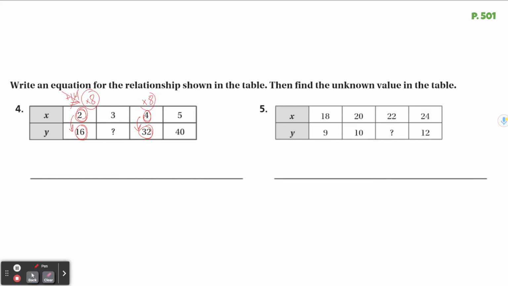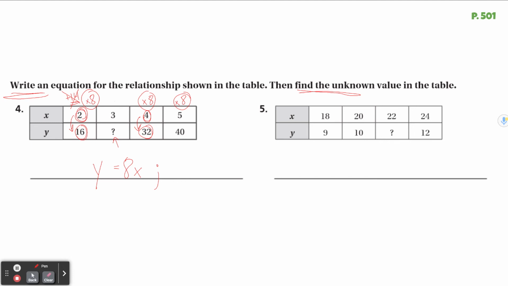So times 8, and then 5 to 40 is again times 8. So we're taking this x value and we're timesing it by 8, and that gives us this bottom number, which is our y. So we would have y equals 8x. So that's the first part of this, which was to write the equation. And then the second part says to find the unknown value. So not only do we want to write our equation, but we need to figure out what this question mark is. Take a second and figure out what is that unknown value.